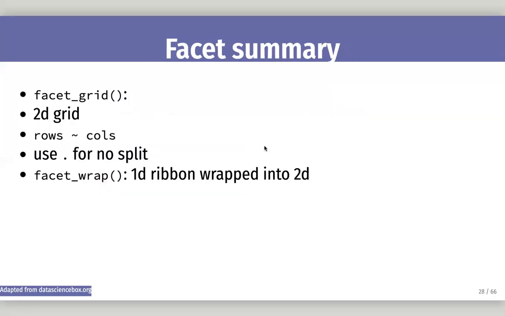Okay. As a summary, the facet grid will give you this two-dimensional grid, and it works in a rows tilde columns fashion. You can use the dot for basically no split. So if you want to split only by one variable, you can put the dot into the other variable. There's also the possibility to do facet wrap, which is a one-dimensional ribbon that will wrap into two dimensions. If you knew that you only wanted to look across one variable, facet wrap is another way to do that, where you don't have to use the dot. It'll just wrap the plot based on the size.